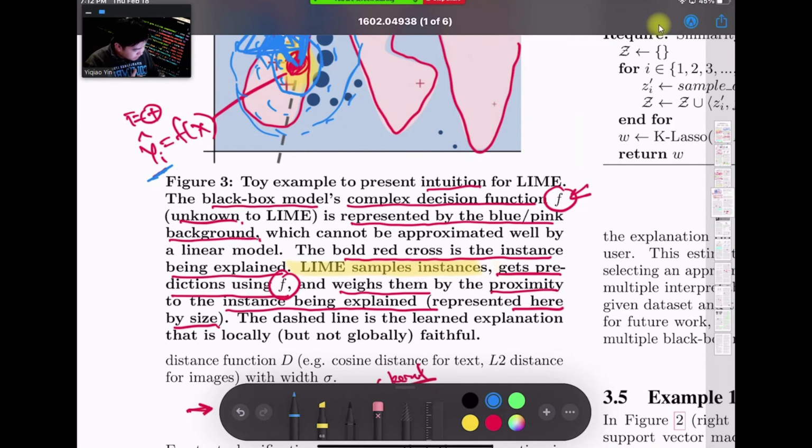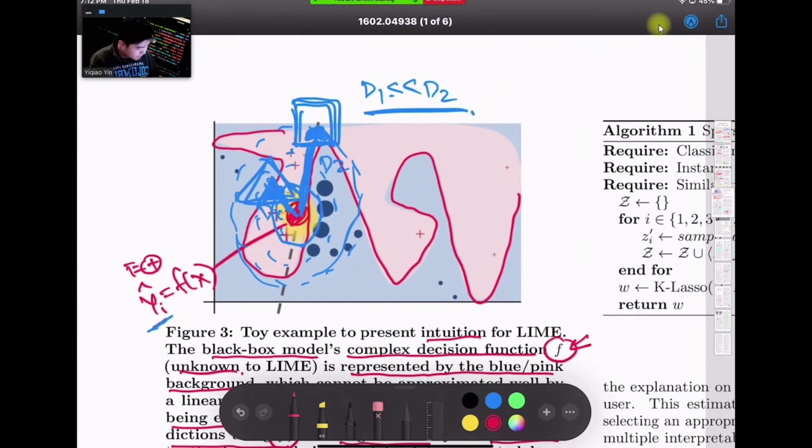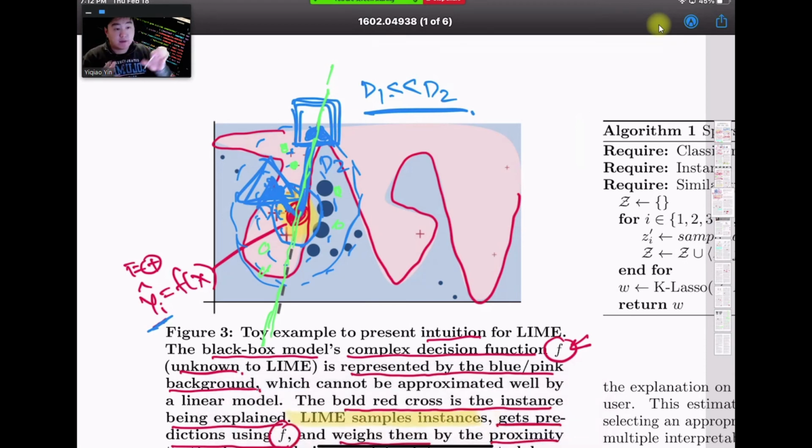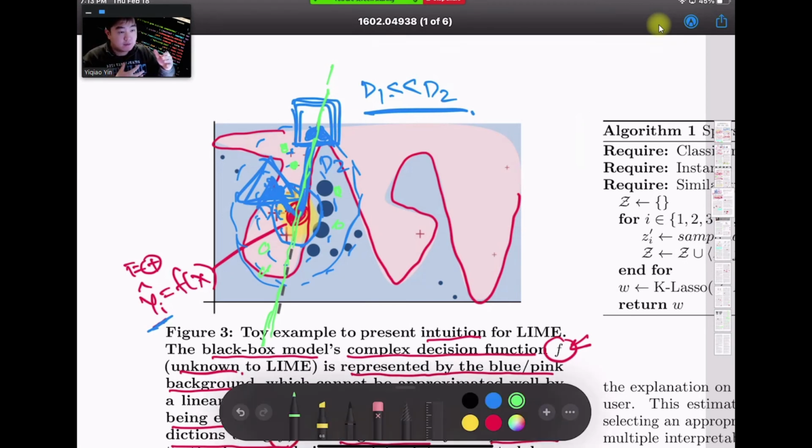And in the end, we say the dashed line is the learned explanation that is locally but not globally faithful. Where's the dashed line? The dashed line is here. That's the dashed line. Okay? And that line pretty much says, by looking at all these instances, maybe the instance is sampled there, maybe there. Doesn't matter. We're looking at all these instances, right?